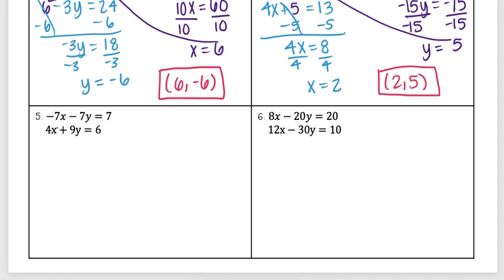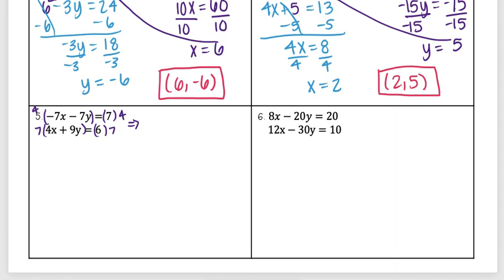So let's say if I wanted to get rid of my x's, which I'm going to do because 4 and 7 are smaller numbers, all I need to do is I can multiply my top equation by this 4, and then I can multiply the bottom equation by 7. So I just took the opposite numbers there. So here it's a 4x, so I took the 7 instead.